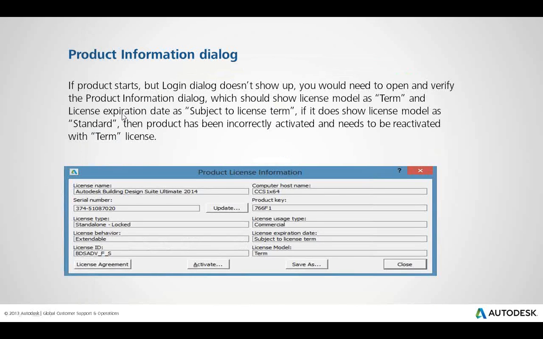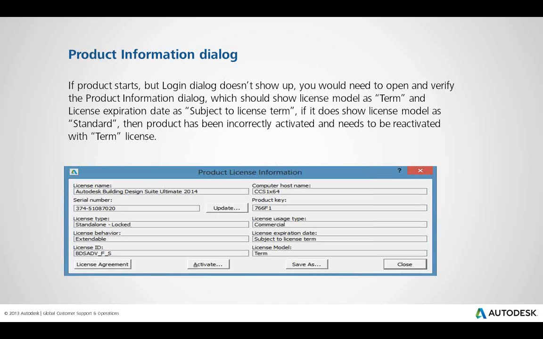And this is where you will go in and change it on the previous products. You need to update the serial number on each product. If a product starts but the login dialog doesn't show up, you will need to open and verify the product information dialog, which should show the license model as term. In this case, it's showing you standalone locked. Did you see that on the license type?